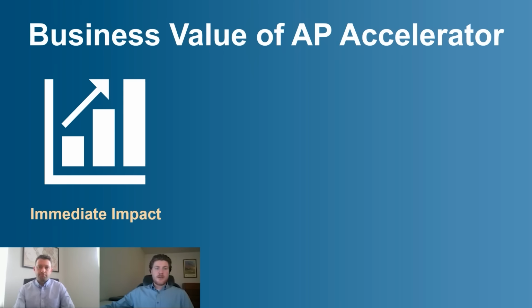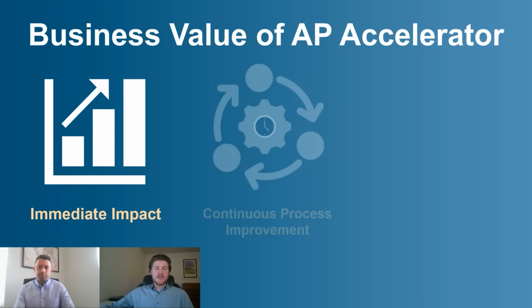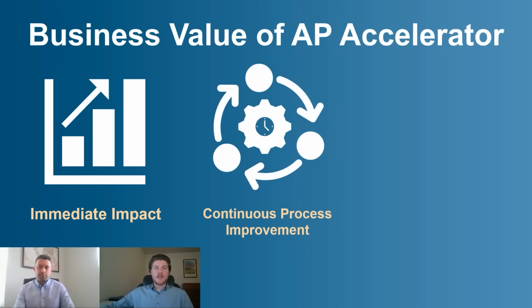There's also the value of continuous process improvement. And this does come into play with the AP Accelerator itself, when we think about things like Abby's machine learning capabilities, where we see an improved capture rate over time as it begins to adjust and understand the invoices coming through your organization. But what I really mean here is continuous process improvement at an enterprise level.